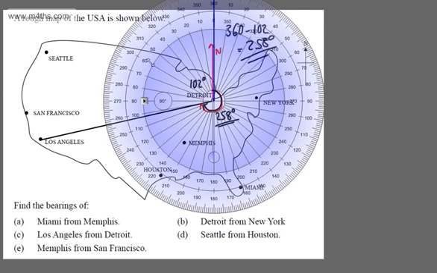So there we go. That's now reading off a bearing from a map, and it's important to understand as soon as you see the word from, that's where your north line's going.